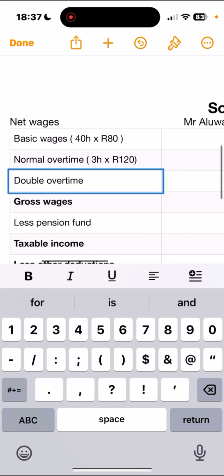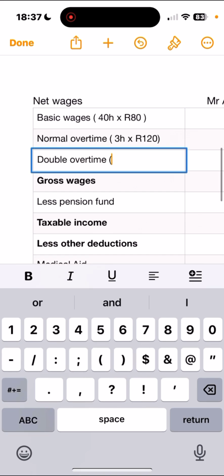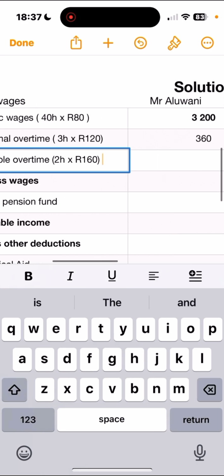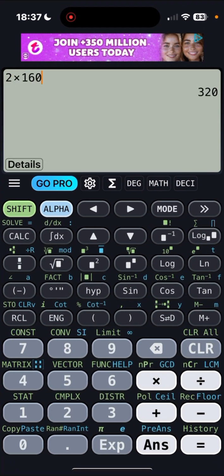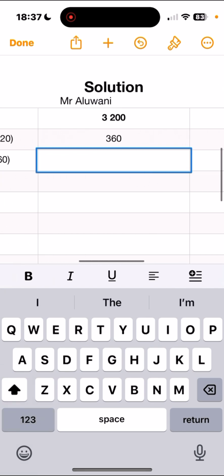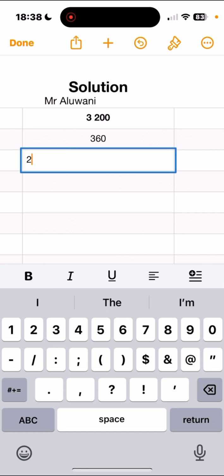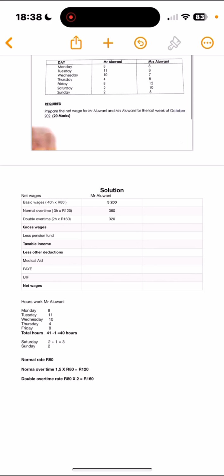And then for double overtime, it's always on Sunday. Sunday it was 2 hours. And you know that for those 2 hours, a person is earning 160 as a normal hourly rate. So we are going to say the 2 hours multiplied by 160, which was worked on Sunday, to see how much it is. It is 320. And then we got our double overtime.